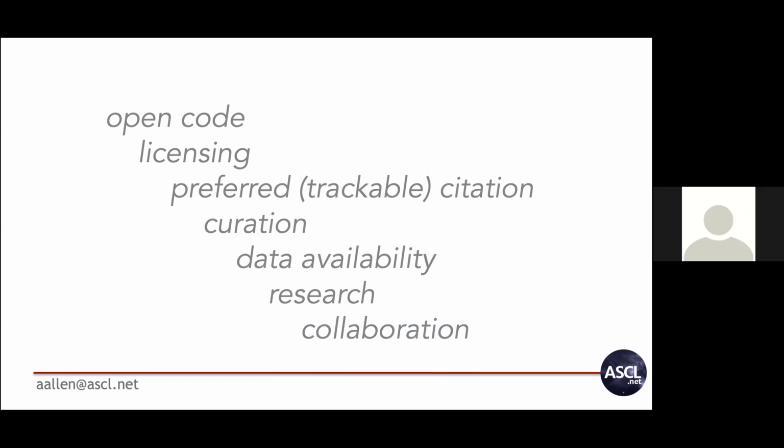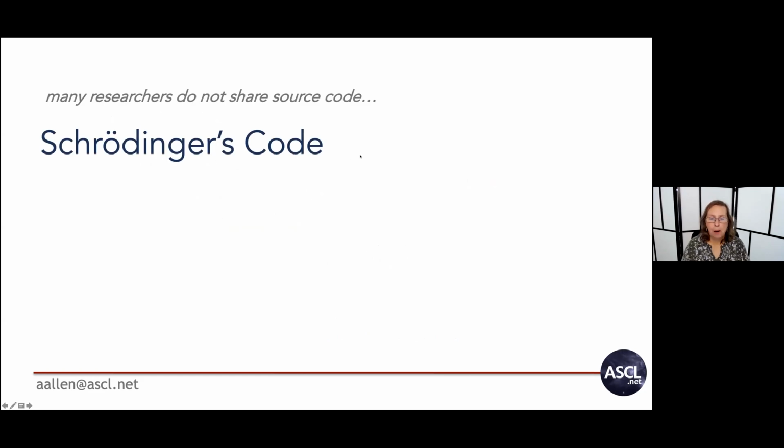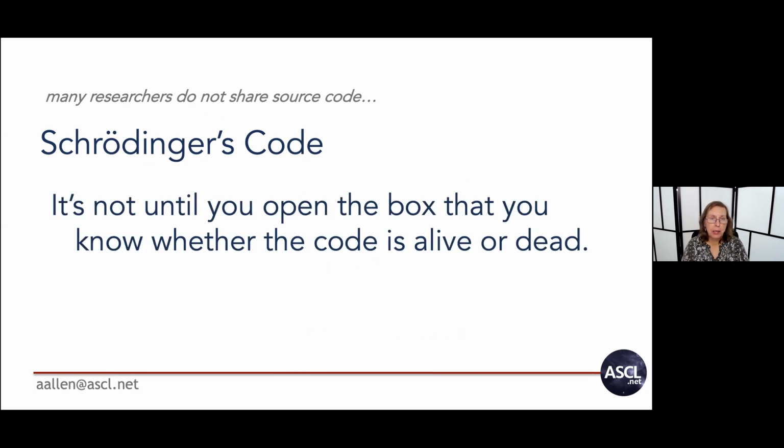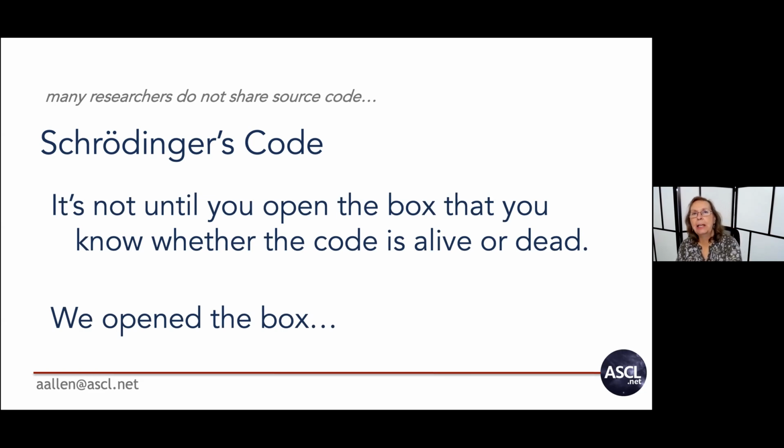So one of our research projects was to ask the question: what percentage of software used in research is available to others as source code? It's not until you really open the box that you know whether it's available or not. So we opened that box. We searched a set of astrophysics research articles published in 2015 for software use. We then determined whether the source code was available for download. So that to us was live code, source available, open to examination.